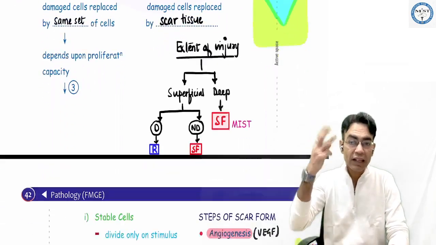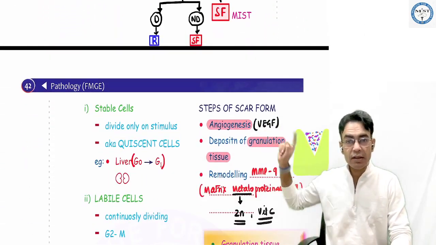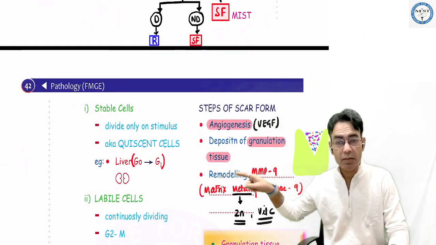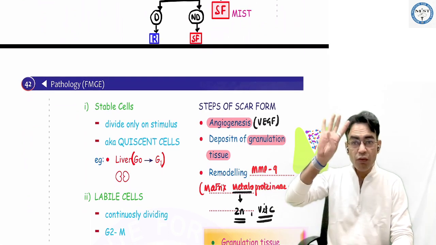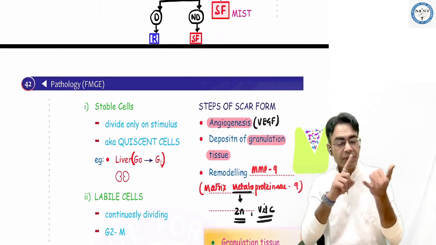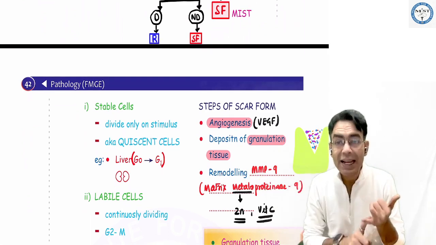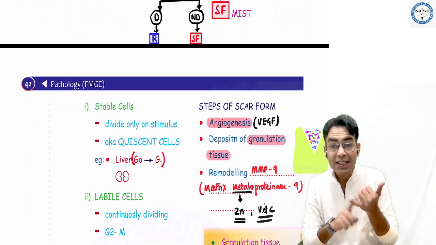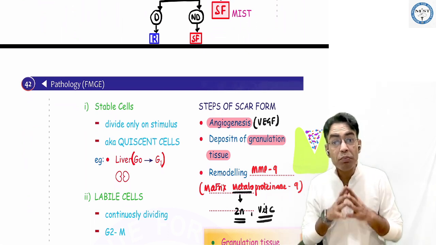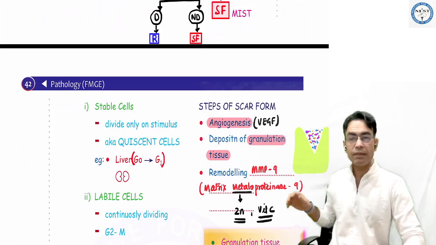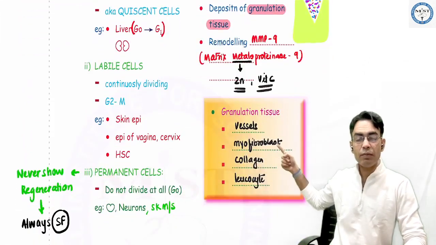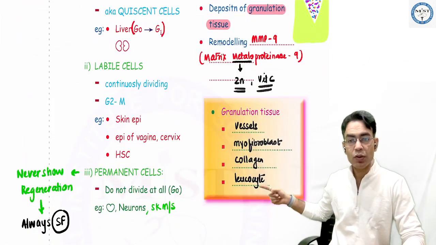What is scar? Made up of three things. First, angiogenesis, then granulation tissue, and remodeling. What is the granulation tissue? Four things: your WBCs, your macrophages, collagen, myofibroblast, and the vessels. Vessels, myofibroblast, collagen, and leukocytes.